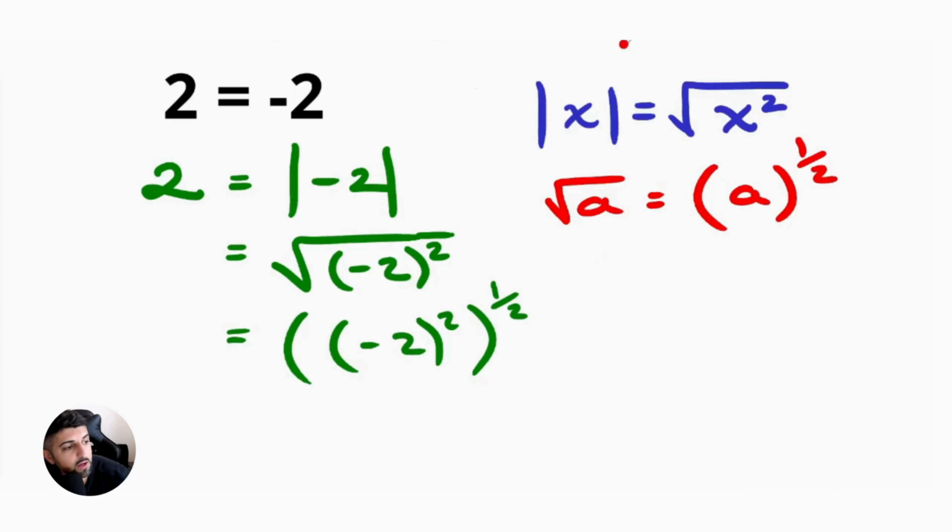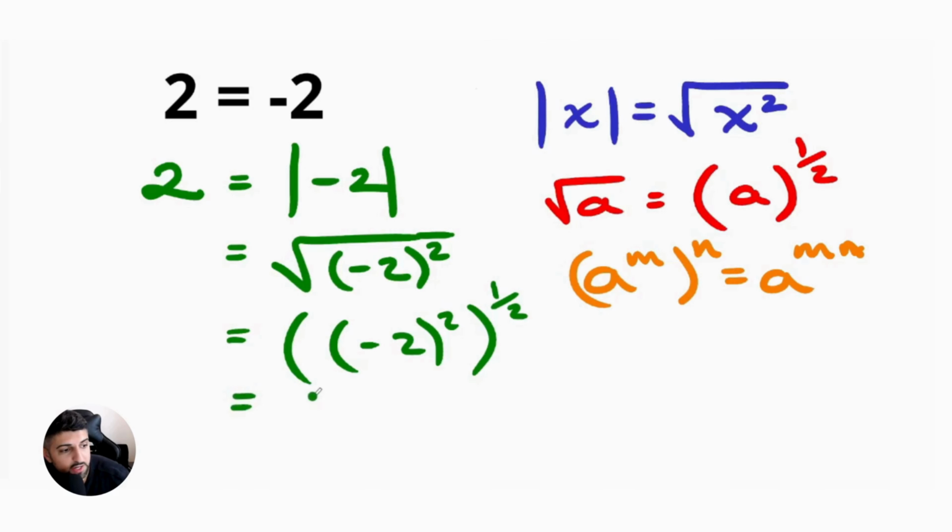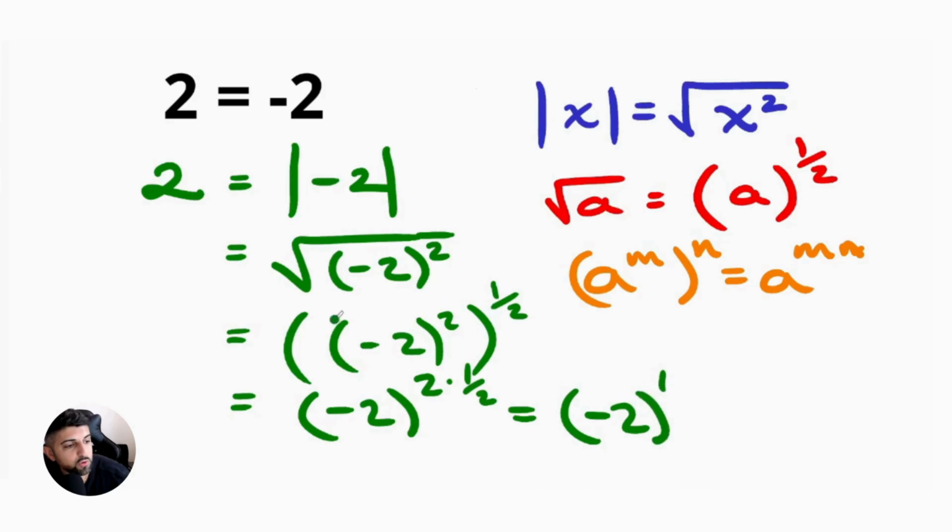Okay, this exponent law, a to the m all to the n is equal to a to the mn, right? So I could use that in this proof. I could say, all right, I can multiply these two together. So I could say -2 all to the power of 2 times 1/2. So 2 times 1/2 is, of course, 1. So all of that shows that 2 is actually -2 to the power of 1. And -2 to the power of 1 is -2.